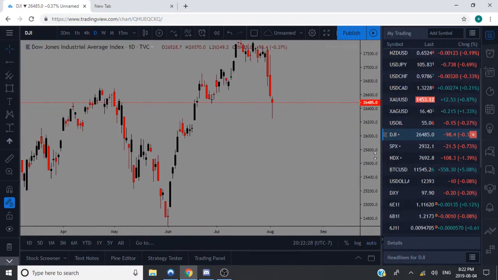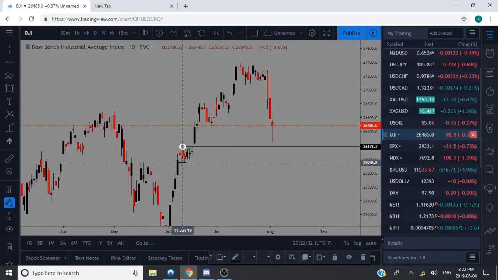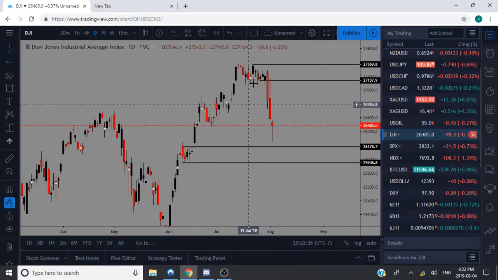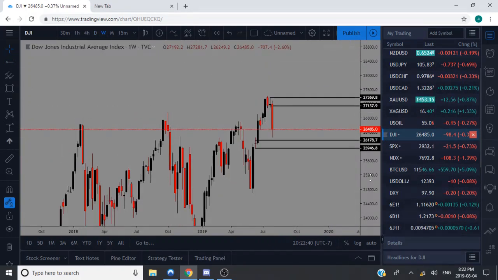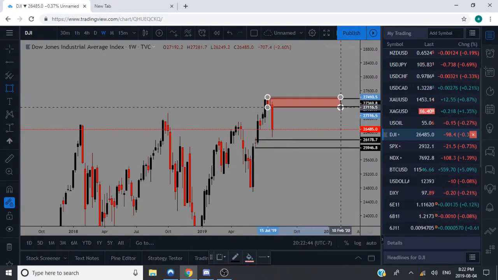Dow Jones. You can see we have that daily demand there, and daily supply has been tested. Those were the levels that I would use. As for the weekly time frame, I would like another week to confirm the drop.